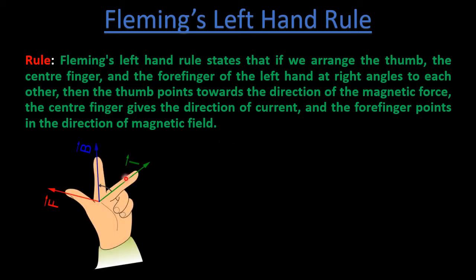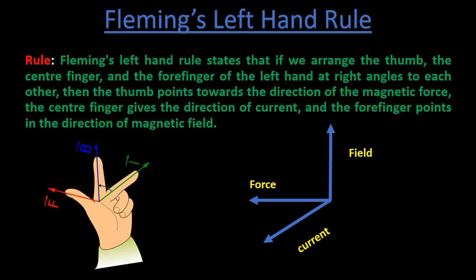So we have to hold the three fingers in this position. This thumb, this forefinger and this center finger, so that they are at 90 degrees to each other. And if this center finger gives the direction of the current and the forefinger gives the direction of the magnetic field, then the thumb will give the direction of the force.